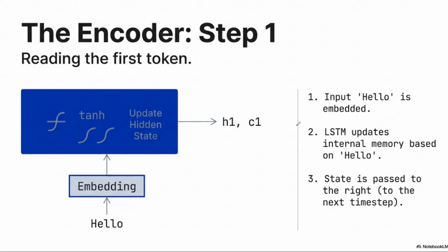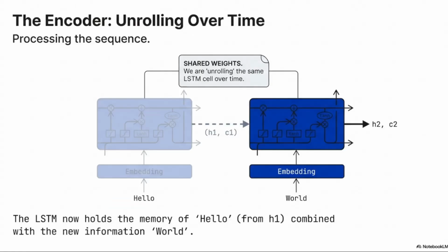Next, we're going to feed the word world. When we say unroll the LSTM, we mean we are using the exact same LSTM cell with the exact same weights and biases. We feed the embedding for world into the LSTM along with the hidden state from the previous step. Now the LSTM combines its memory of hello with the new information world. After processing the second word, the encoder is done.